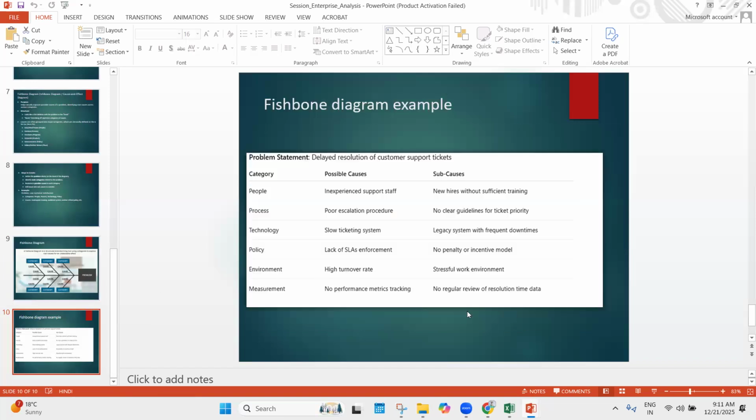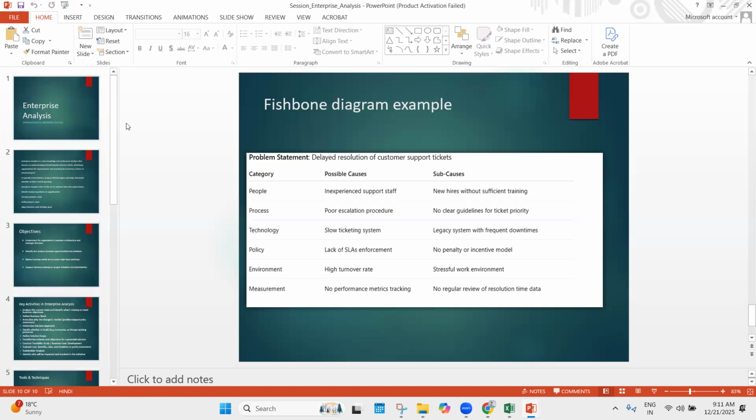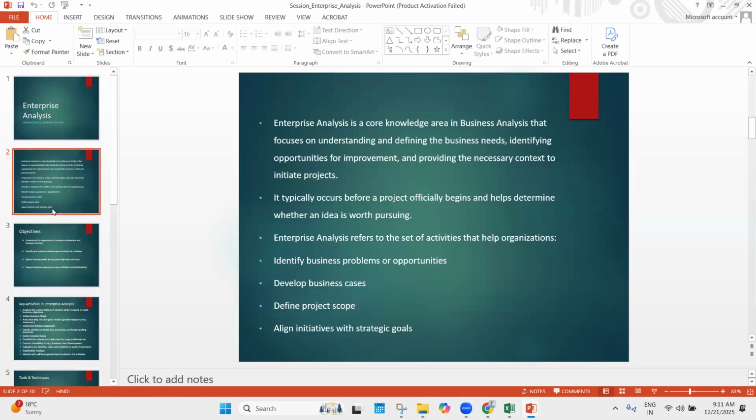Okay, any questions so far in this enterprise analysis? One key thing you need to remember is that whenever you mention the word enterprise, you should look at it as performing business analysis or gathering requirements at the enterprise level, meaning it should affect the list of organizations that the enterprise has or is following.